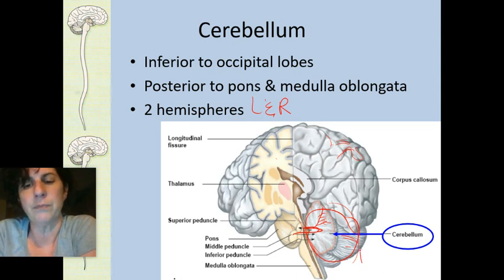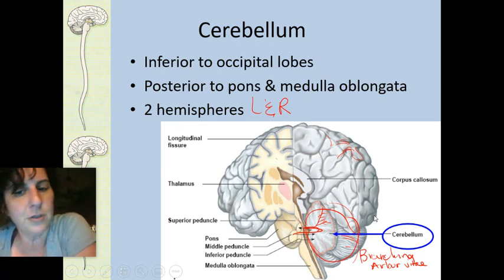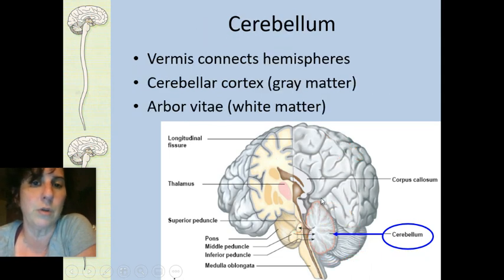That branching pattern is what we call the arbor vitae. So arbor stands for tree, vitae, with the E on the end, plural, stands for life. So it's the tree of life. And it kind of tells you how important the cerebellum is. Where the cerebrum is all about thought and processing and visual images and putting everything together, the cerebellum isn't about that, but it still has an extremely important function to your body.